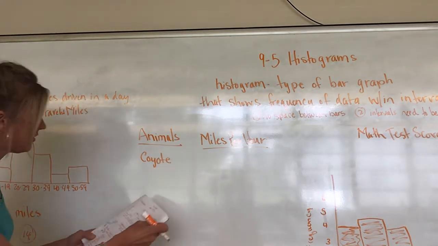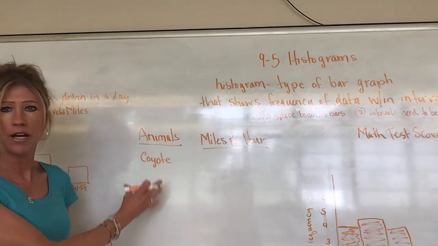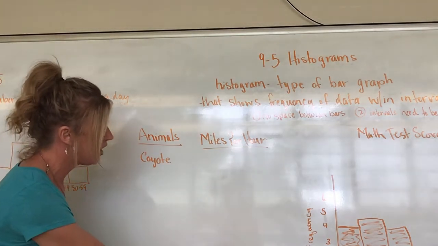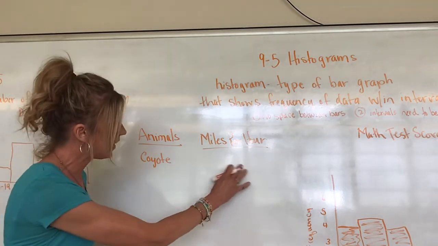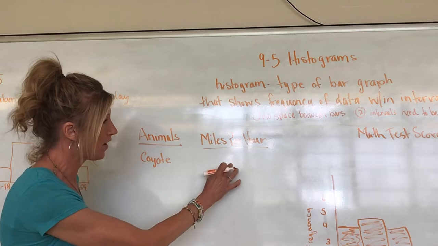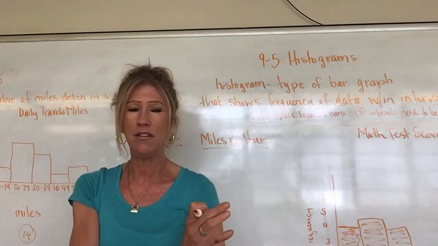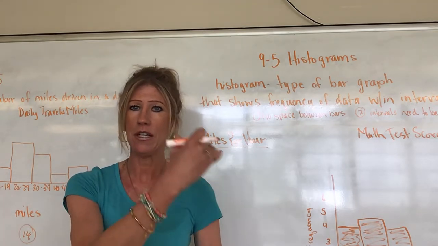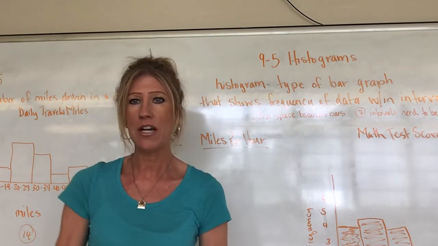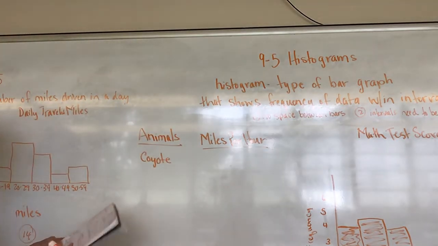Let's put our list of animals that I want you to look up. From this information, from your animals and how fast they can run, you are going to create a histogram. Once you find out how fast they can run, you're going to have to create intervals that will make sense with those speeds, and then have your intervals at the bottom, and then see how many fall into those intervals, and then you can find your frequency.